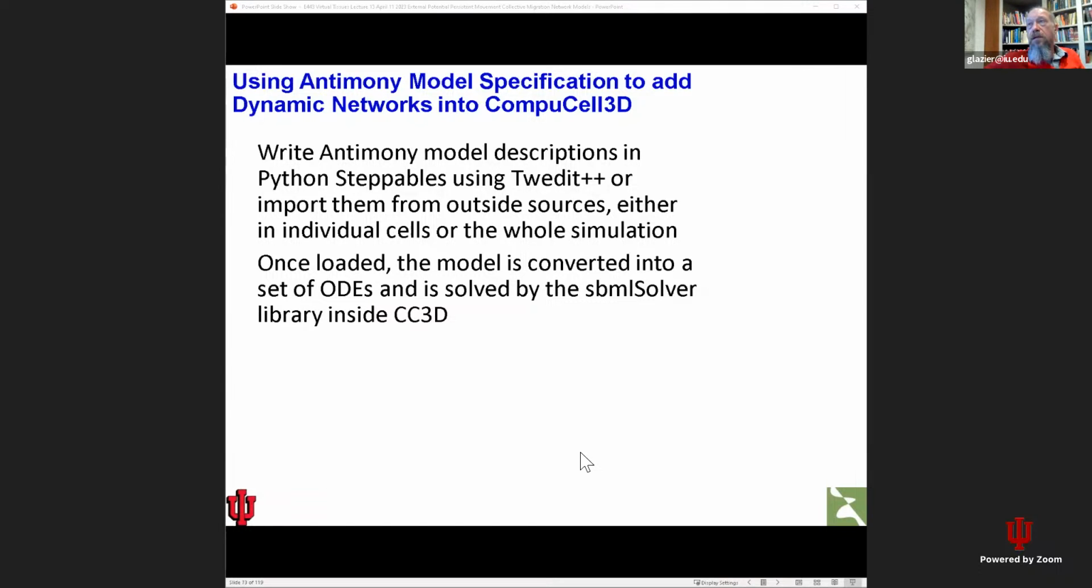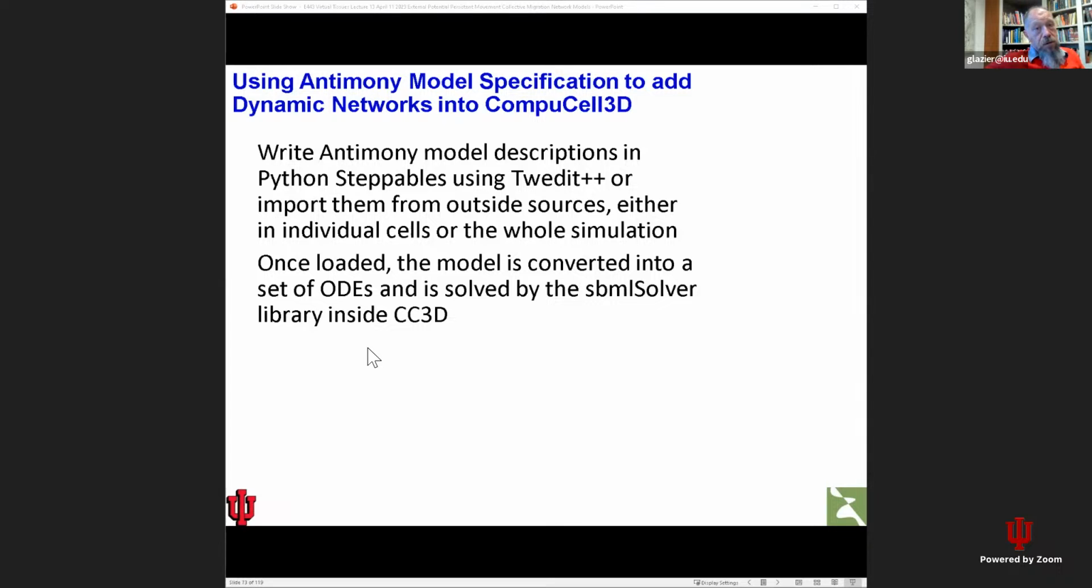So we are going to be in this class using the Antimony model specification to allow us to build dynamic networks in CompuCell. And we can do this using Twedit, or we can actually import these models from outside. Those models can be loaded into individual cells or into the simulation as a whole. Once loaded, they're converted to ordinary differential equations and then solved by an SBML solver library inside of CC3D.